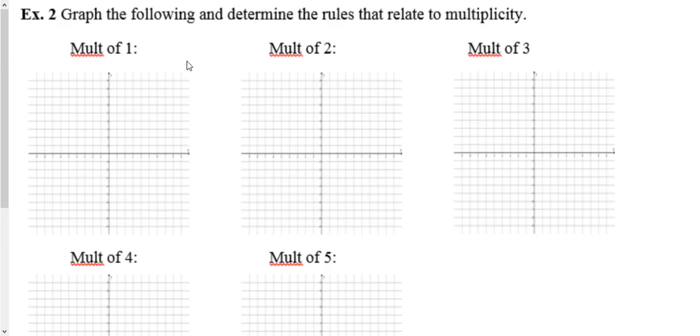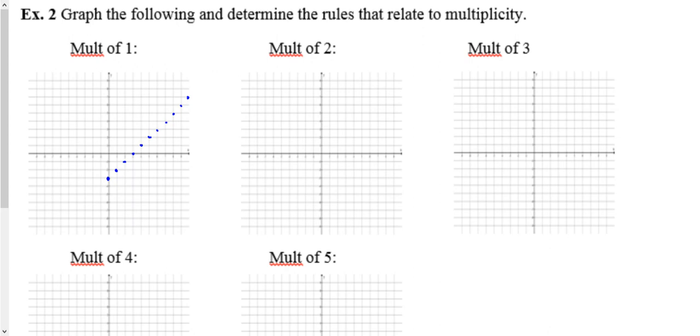So just a few examples here. It says graph the following and determine the rules that relate to multiplicity. What would have a multiplicity of 1? And I'm going to do everything in terms of my base graph here. So my base graph is going to be x minus 3. So if I had a base graph of x minus 3, so 1, 2, 3, I'd have a graph that kind of looks something like this. It's just a straight line going straight up there. And this would have a multiplicity of 1.